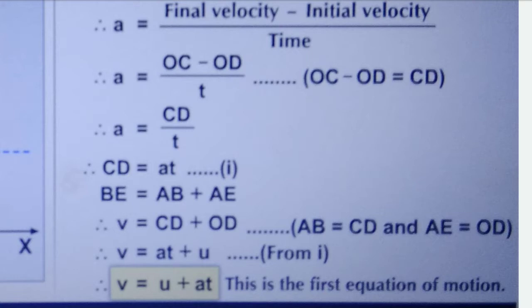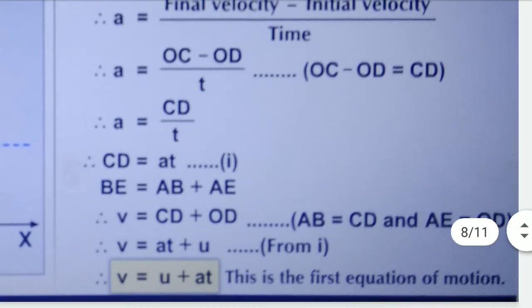CD is equal to AT. Therefore, BE is equal to AB plus AE. Therefore, V is equal to CD plus OD. By putting the value of AB is equal to CD and AE is equal to OD, therefore V is equal to AT plus U. Therefore, V is equal to U plus AT.